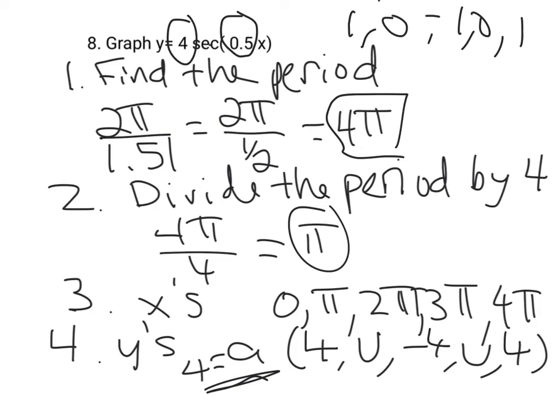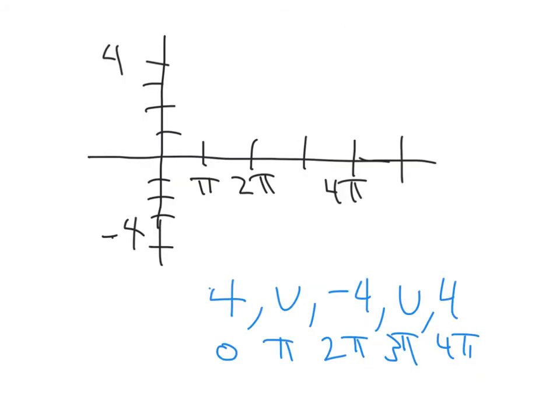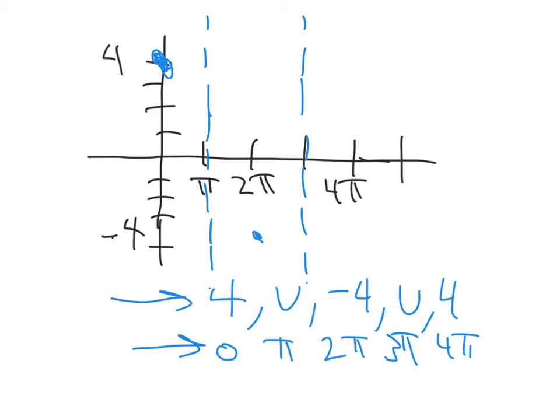Now let's go to the next slide here and actually graph this. So we ended up with these x values and these y values, and if we pair them up, we're going to be plotting the point 0, 4. Then we're going to be graphing the point pi, undefined. Now, well, that's not a point. Undefined is a vertical asymptote. So at pi, I'm graphing a vertical asymptote. At 2 pi, I'm graphing a negative 4. At 3 pi, an undefined, so a vertical asymptote. And then at 4 pi, I'm graphing a 4.